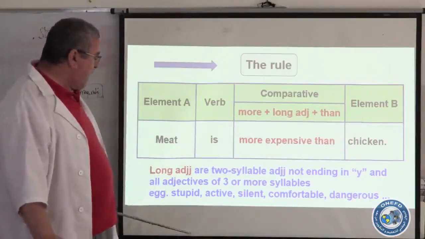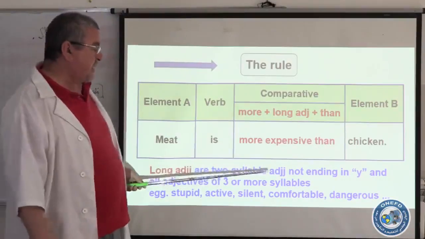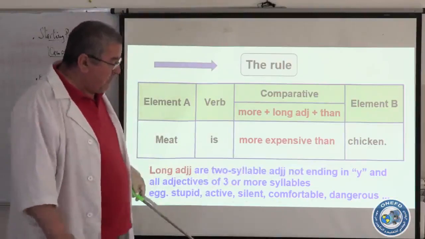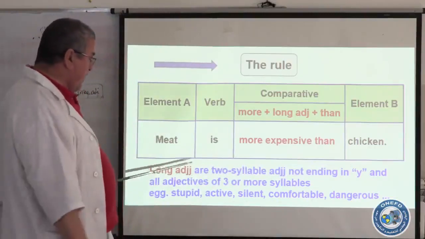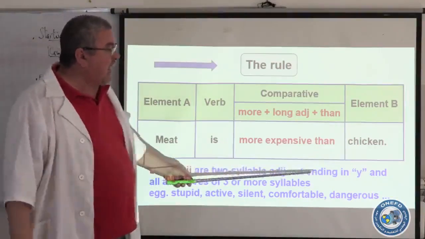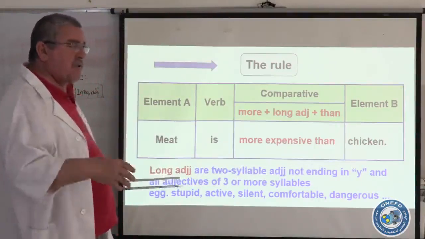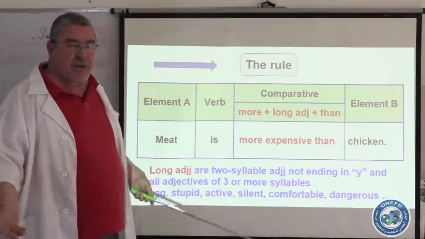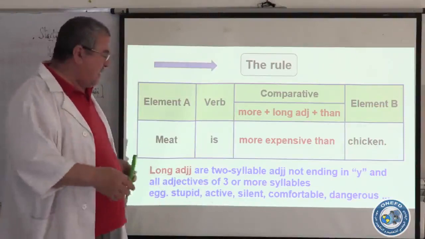Now, what are long adjectives? Long adjectives are two-syllable adjectives which do not end in Y. Remember, healthy, dirty, and so on. So, long adjectives are two-syllable adjectives, not ending in Y, and all adjectives of three or more syllables, such as interesting, expensive, important, and so on.